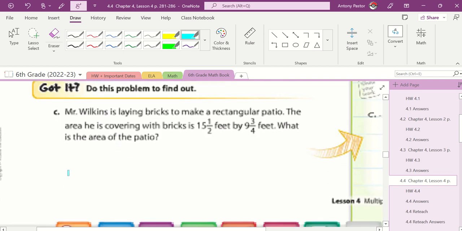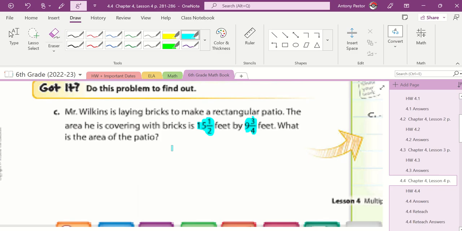And our last problem for this video: Mr. Wilkins is laying bricks to make a rectangular patio. The area he is covering with bricks is 15.5 feet by 9 3/4 feet. What is the area of the patio? So we're going to find the area.